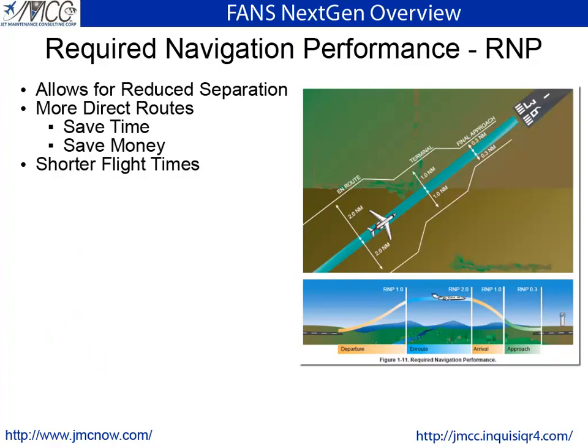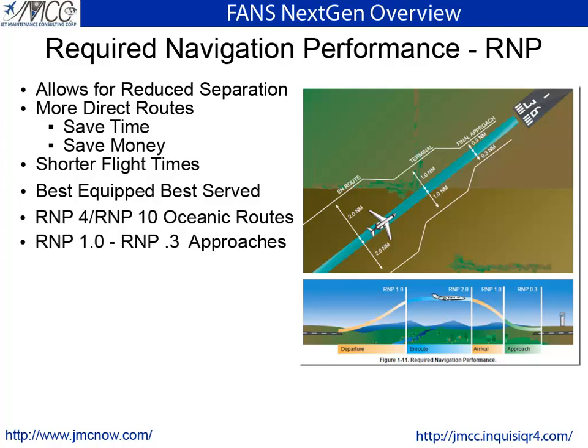GPS technology also upgrades the aircraft's navigation performance, allowing it to take advantage of performance-based navigation. RNP allows for reduced separation between aircraft, more direct routes saving time and money, and shorter flight times for aircraft that are equipped to meet the requirements. Aircraft able to meet RNP requirements are given preferential routes and clearances over those who cannot meet RNP. This is known as the best equipped, best served concept.